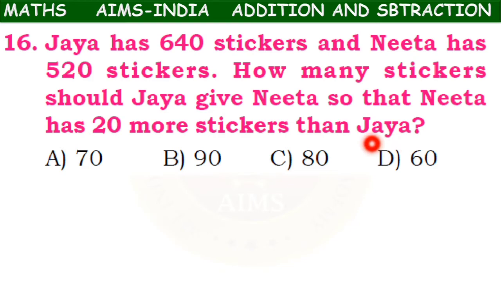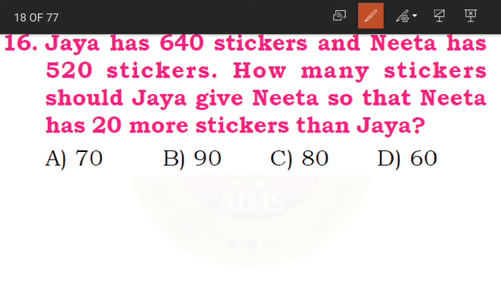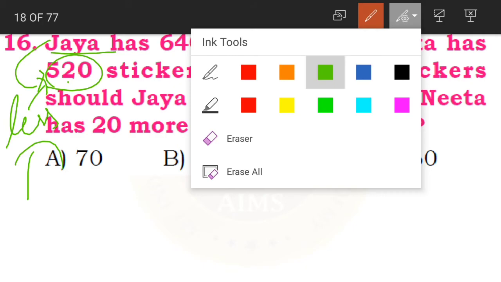Coming to question number 16. Jaya has 640 stickers and Neeta has 520. How many stickers should Jaya give Neeta so that Neeta has 20 more stickers than Jaya? Now here Neeta has fewer stickers than Jaya. They are asking us how many stickers should Jaya give so that Neeta has more. Neeta has 20 more stickers than Jaya.